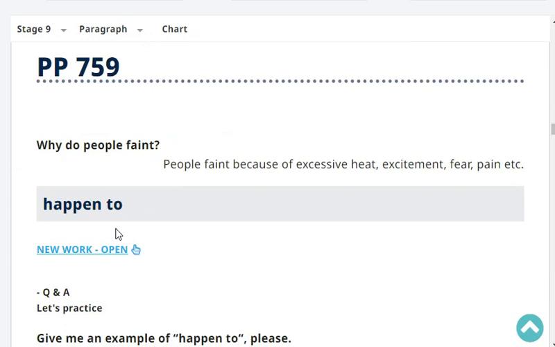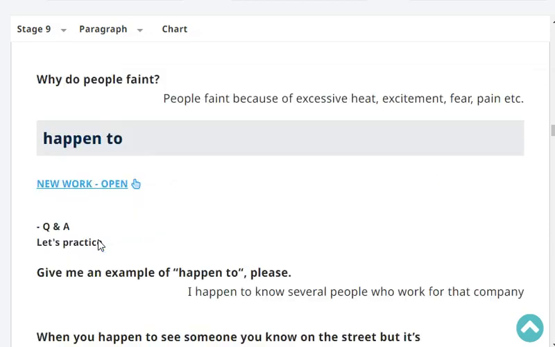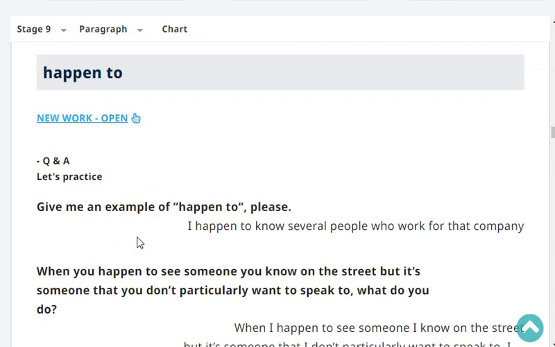Why do people faint? People faint because of excessive heat, excitement, fear, pain, etc. Very good.